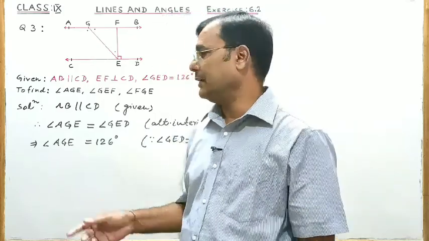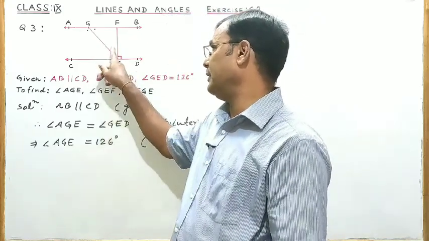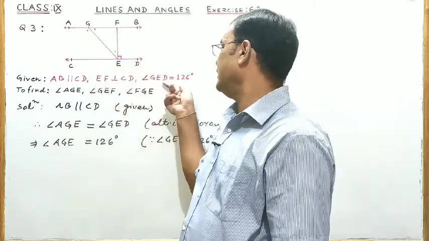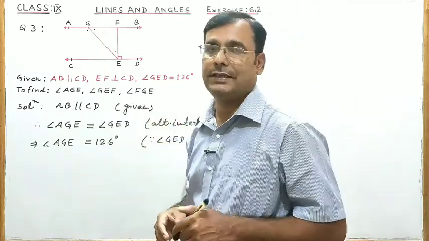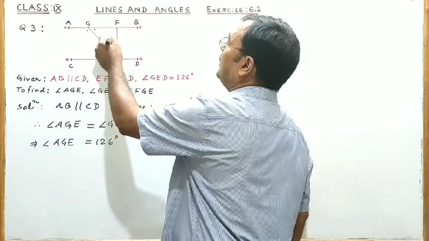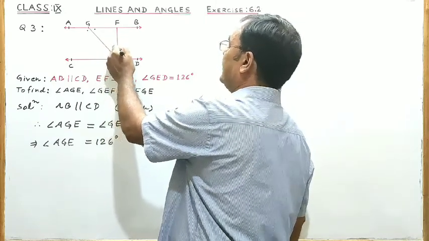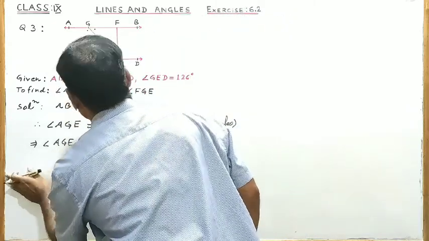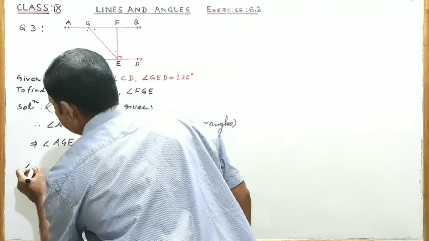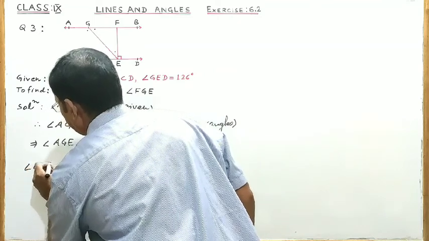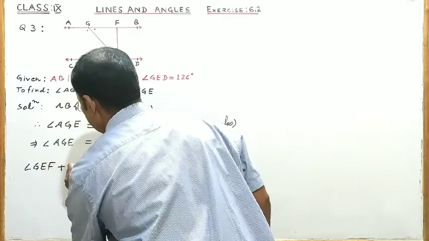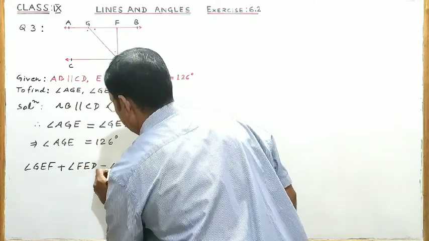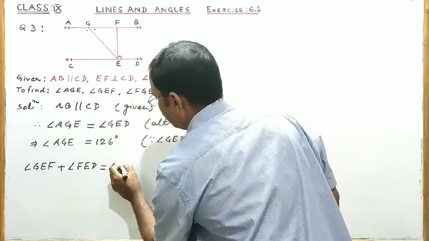Now we have to find angle GEF. This angle is GEF. We are already given angle GED is equal to 126 degrees. So angle GEF plus angle FED is equal to angle GED. So let us write angle GEF plus angle FED is equal to angle GED.